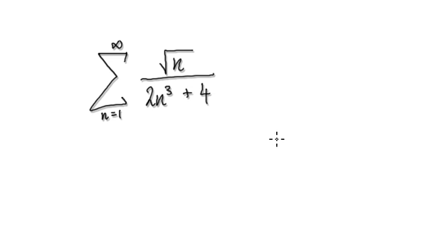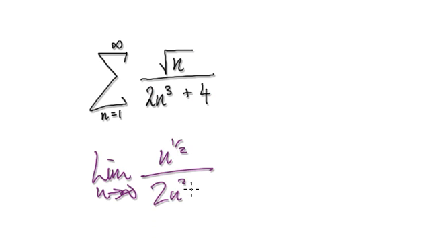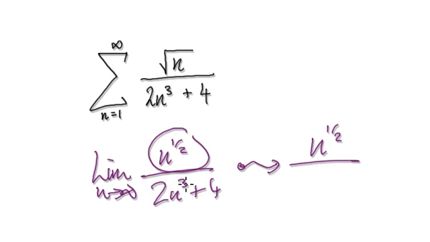Okay, so the first thing we should do is check the nth term test. So remember, with the nth term test, we are trying to find the limit of this as n tends to infinity. So as n tends to infinity, the numerator will act the same.